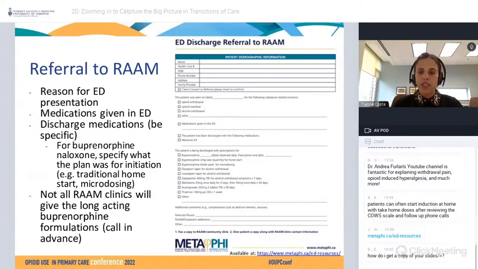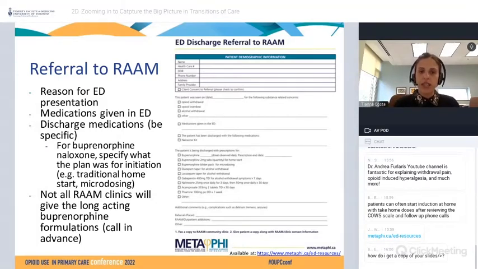Like I mentioned, I'm a huge fan of all of the Medify resources, and so I really wanted to highlight these here and have hyperlinked them all. A really great way to help with the transition from the ED to the RAM clinic is providing them with a discharge referral form. On this form, you would be able to indicate what the reason was that they presented to the ED. Did they present for something else? Was it an overdose? Was it substance-induced psychosis? Was it presenting for their withdrawal management?